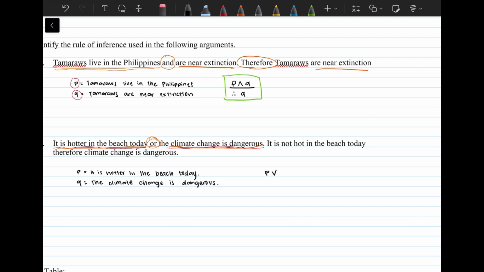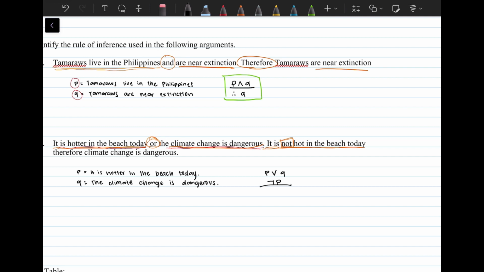Under this equation, we will be putting the following sentence since we haven't yet concluded the whole thought. It is not hot in the beach today. And within this sentence, there is a negative connective, which is not. So we're gonna put the negation connective beside our letter P.